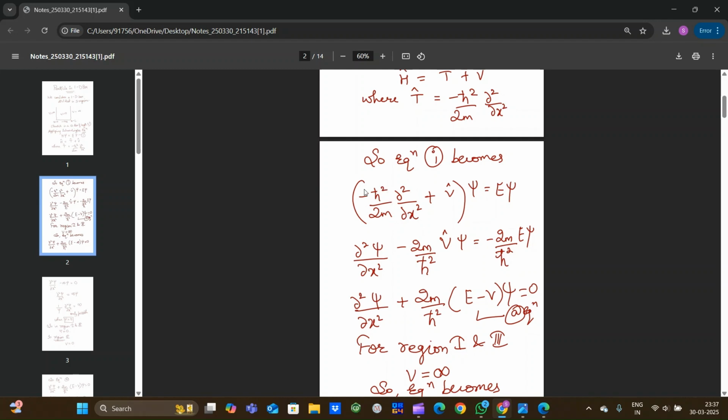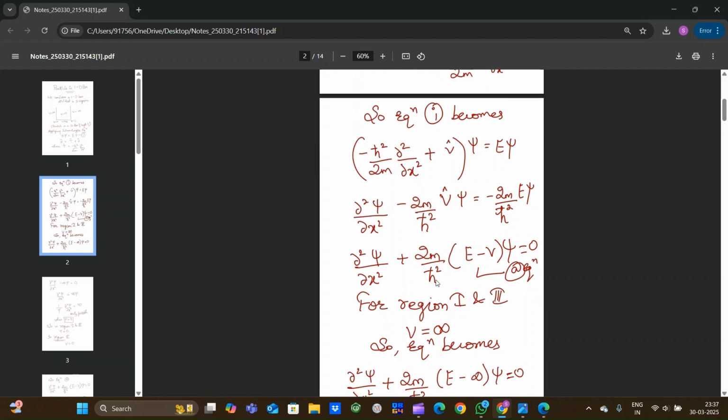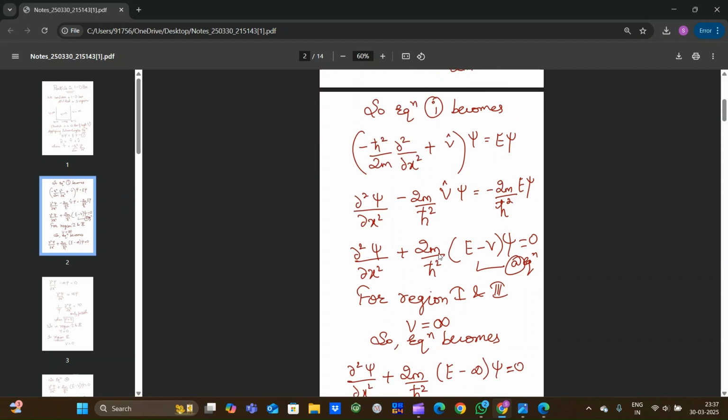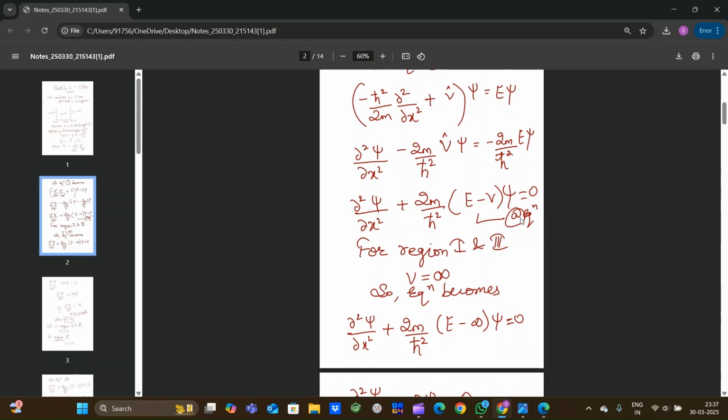So I have to take this whole term and multiply it here and here, like I'm just multiplying this whole equation with 2m by h bar square along with a minus sign also. So this will become del square psi by del x square minus 2m by h bar square V psi is equal to minus 2m by h bar square E psi. I can take this term here and take 2m by h bar square common, so it will become like this: E minus V psi times 2m by h bar square, and this del square psi by del x square will remain like this. Now let this be equation A.